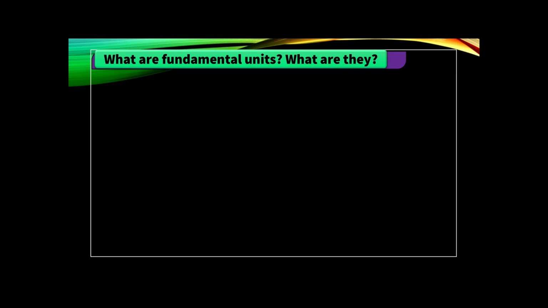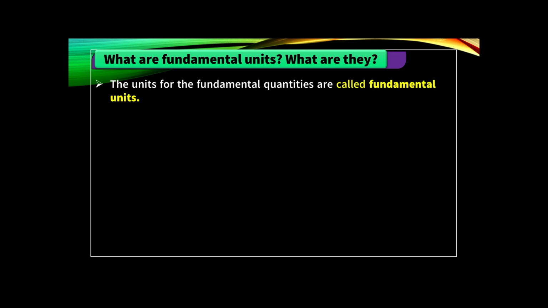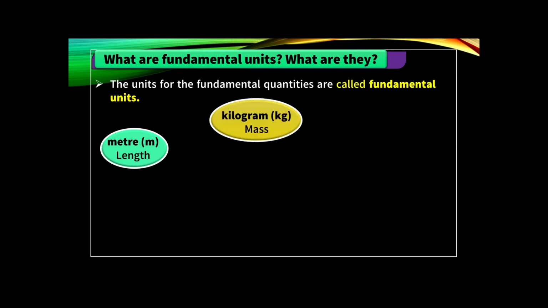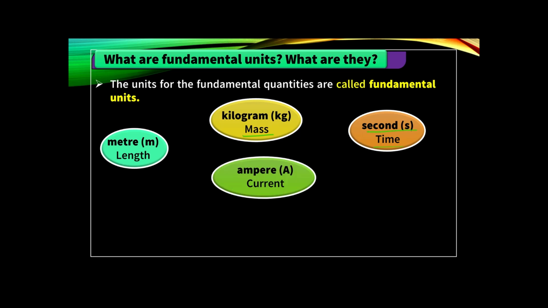What are the fundamental units? You know the 7 fundamental quantities, and the units of those 7 fundamental quantities, we call them fundamental units. The first fundamental quantity is length, and the unit is meter. Second fundamental quantity is the mass. The unit is kilogram. Third one is time. So the corresponding fundamental unit is second.